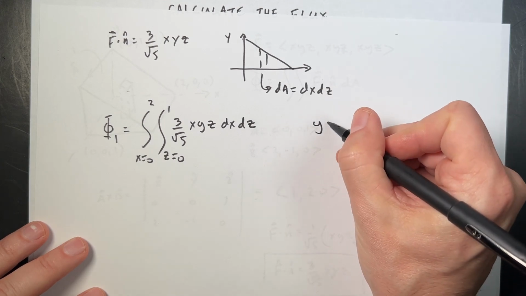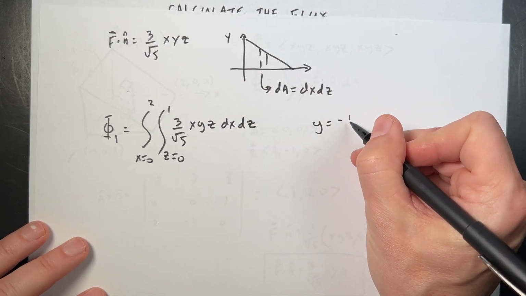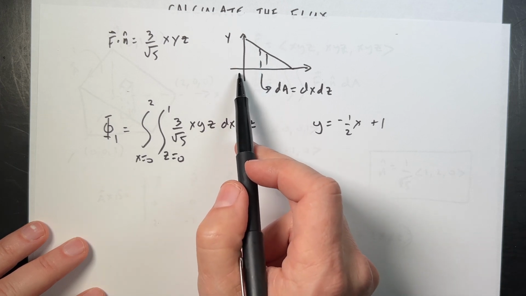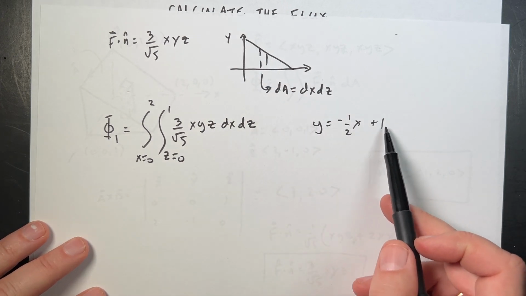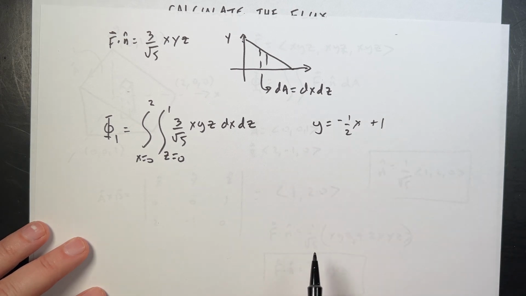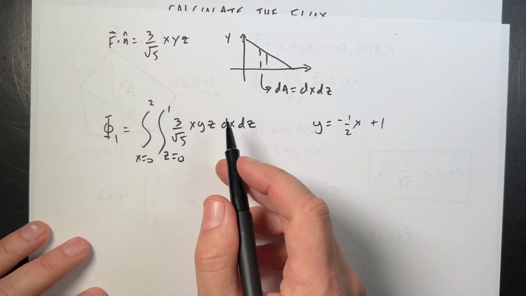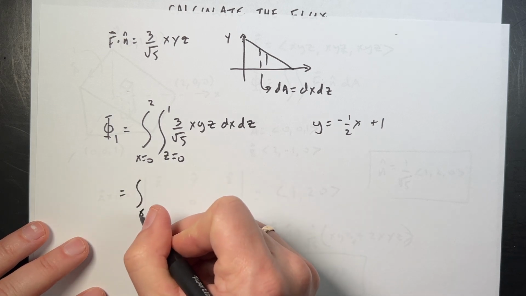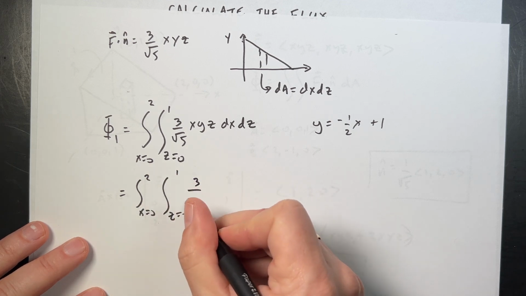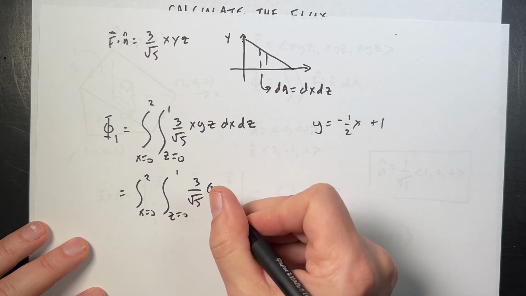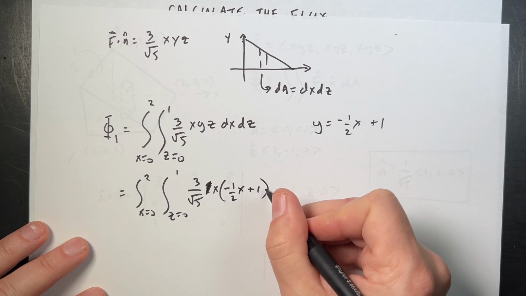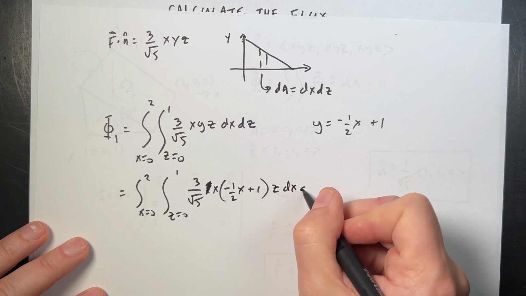So I can say y is equal to the slope of this line, which is negative 1/2 times x plus 1. That's the slope. You can do that slope if you want, right? It goes down 1 over 2, so the slope's negative 1/2. And then in order to make this 1 right there, x equals 0, I put 1, so the y-intercept's 1. So I can substitute that in right there, and I get the following. X is 0 to 2, z is 0 to 1, 3 over the square root of 5, x, let's leave that up, times negative 1/2 x plus 1 z dx dz.